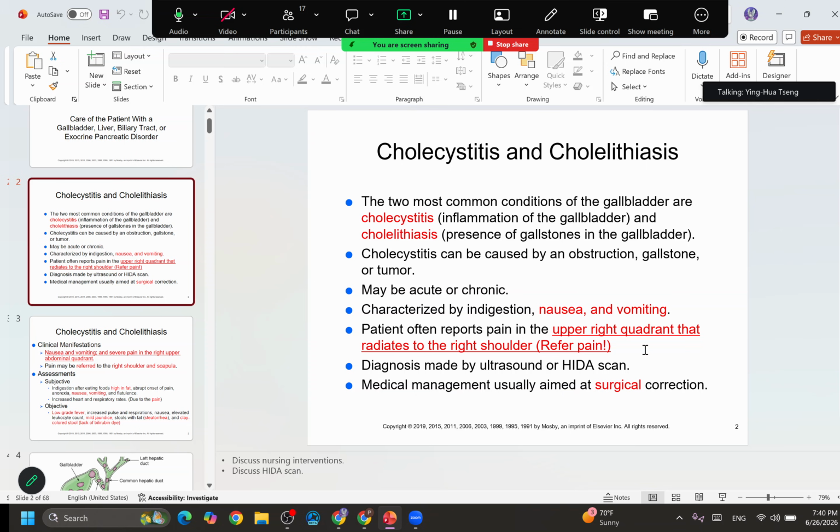So this is a sign and symptom: the referred pain is in a different location. Be careful, because this is NCLEX, one of the very important signs and symptoms. They tell you the patient has a pain, and they want you to think about what kind of diagnosis is possible. So right shoulder pain is the gallbladder. Left shoulder pain is the pancreas.